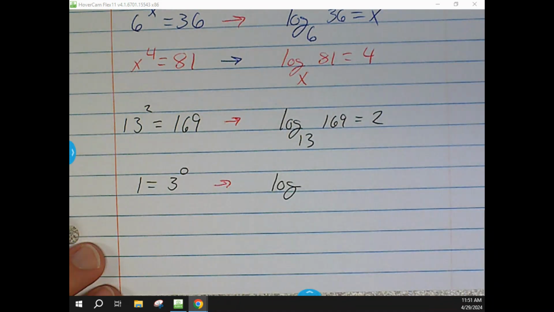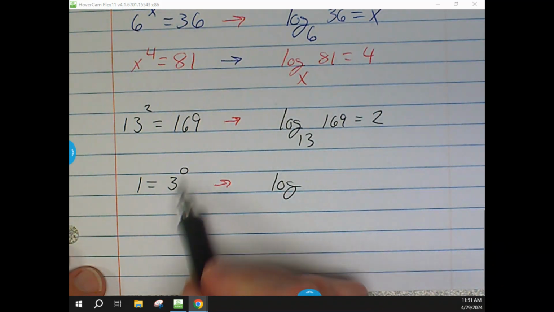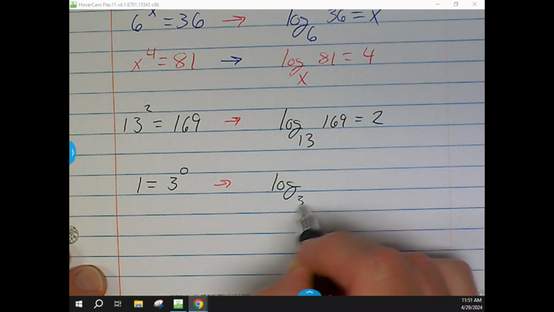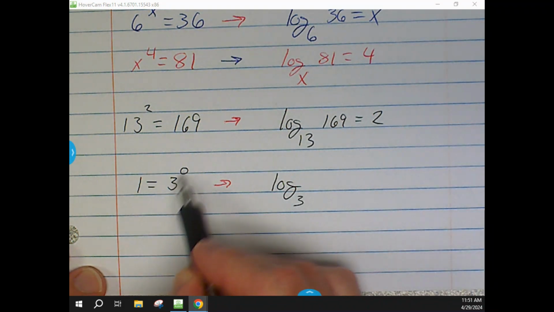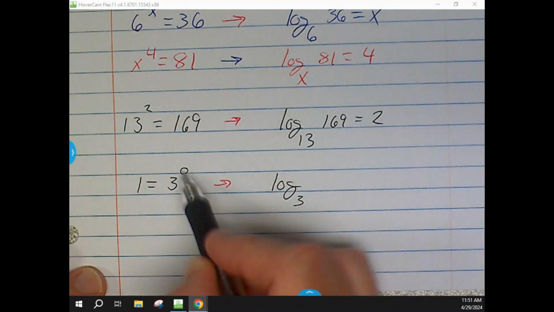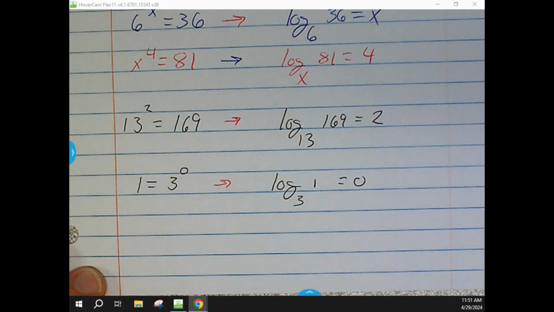Okay, so if you have one like that, this is where you almost have to look at it a little bit differently. You've got 3 to the 0 power, so your base is 3. Since the 3 and the 0 are connected, you have to switch these two things up. The 0 is not connected with the 3 anymore. Now the 0 needs to be over here, and then the 1 would go there.